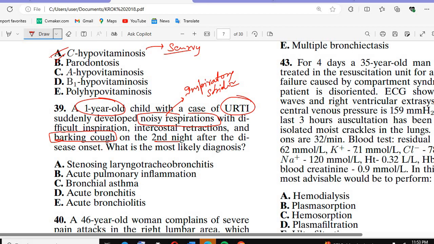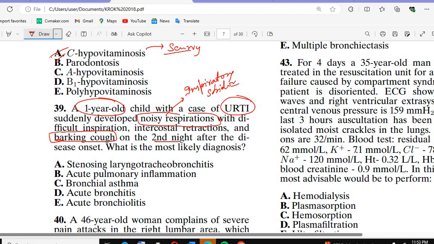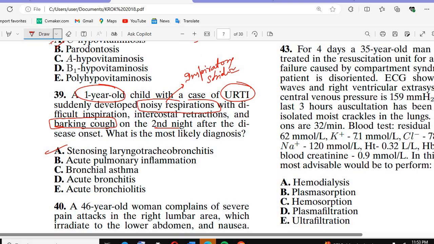Then we would have noisy stridor, or sometimes they can give noisy respirations. Stridor means noisy breathing. So noisy respiration would be there, and we call this stenosing laryngotracheitis.